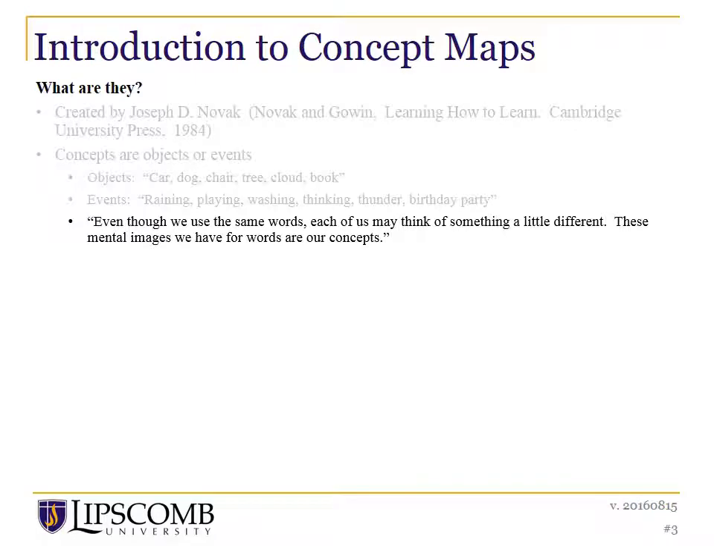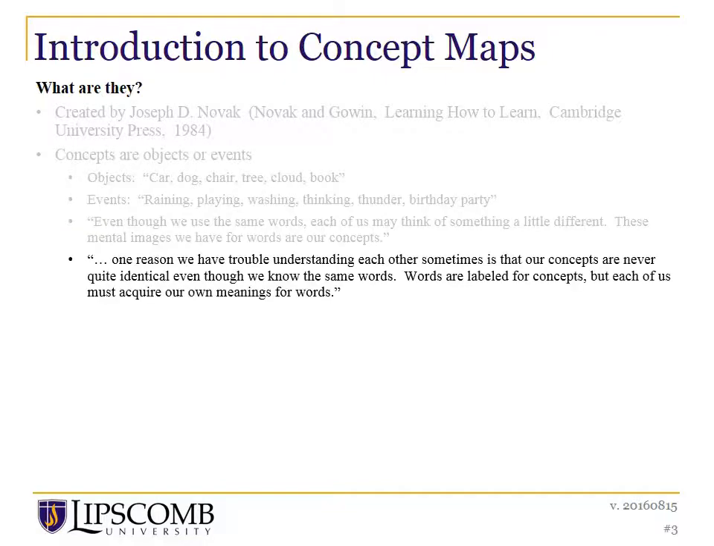Even though we use the same words, each of us may think of something a little different. These mental images we have for words are our concepts. And one reason we have trouble understanding each other sometimes is that our concepts are never quite identical, even though we know the same words. Words are labels for concepts, but each of us must acquire our own meaning for words.